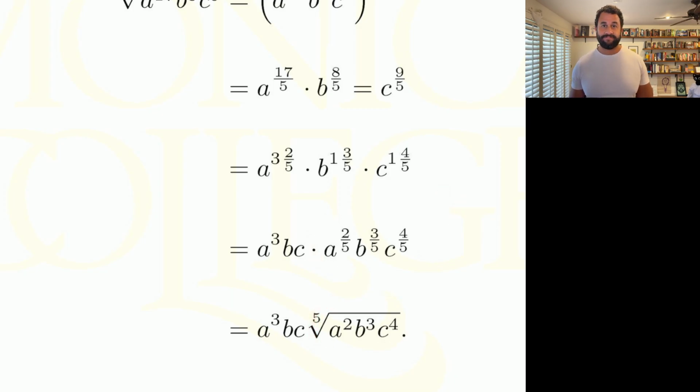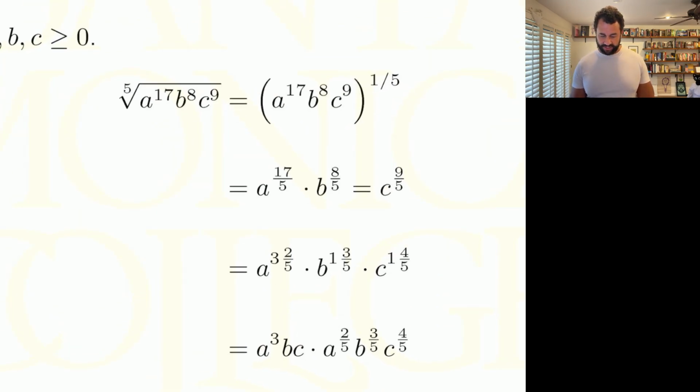And that's it. Maybe more expediently, all we really had to do was take these numbers, divide them by 5, pull out the whole parts, and then leave the remainder parts in there.